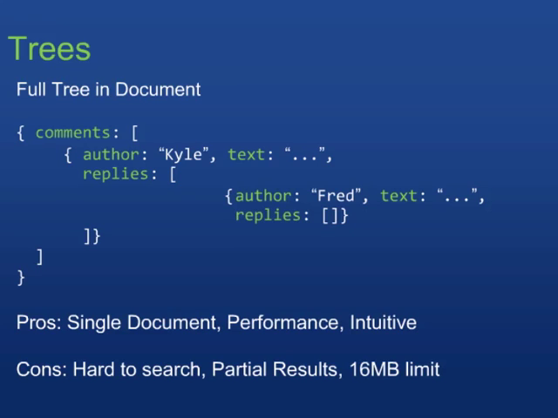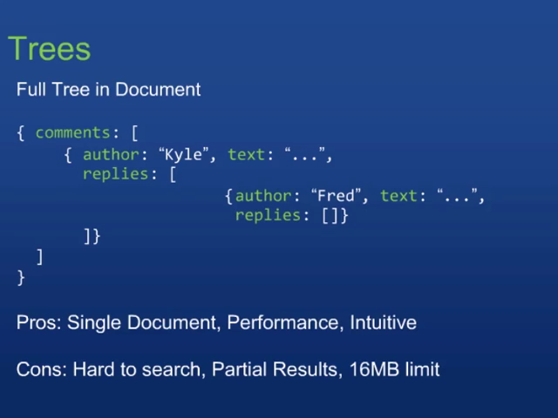Right, so the pros here: it's a single document. It's going to be very high performance. It's relatively intuitive because it looks as you would expect it to look when you're looking at a comments thread, say on a web page or inside your application. But on the flip side, it's a little hard to search. It's difficult to get partial results, right? So if I want to go find all of the comments from Kyle, I'm going to end up getting the entire comment thread, including all the comments, where Kyle's was just one of them.